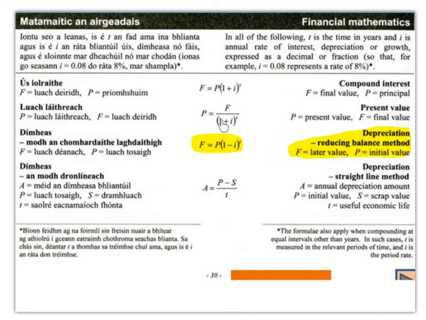And here you will find the depreciation formula on page 30 of the formula tables, where F represents the later value and P represents the initial value.